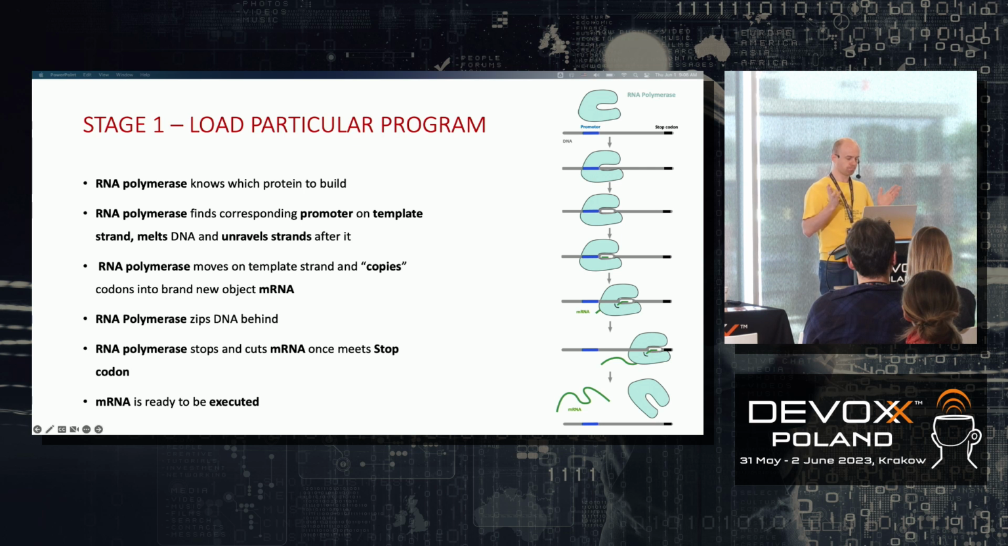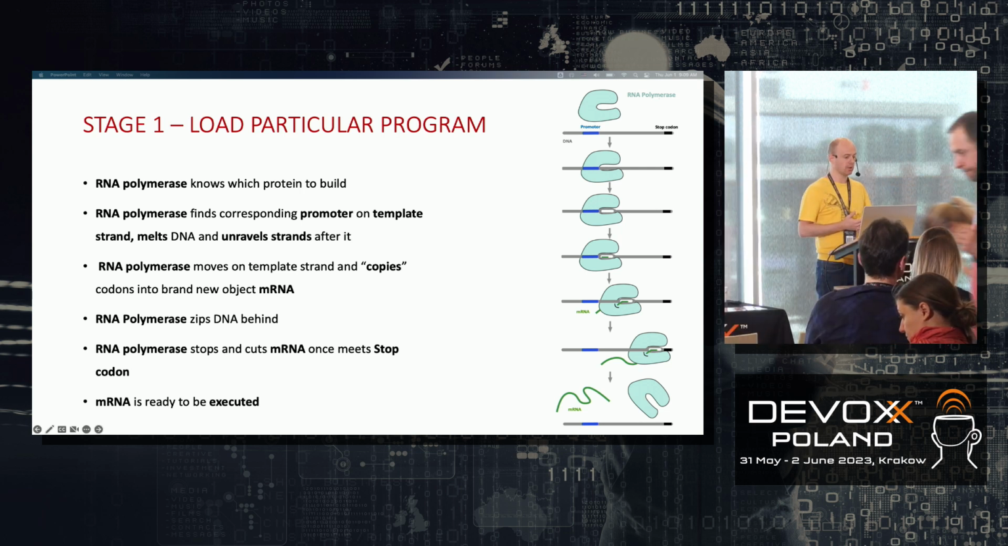So RNA polymerase literally unzips the helix in front of it, and zips it again, restoring it behind it. And it does the process until the moment when it finds the stop codon. It means that the flash drive should be finalized, and the loading process is done.